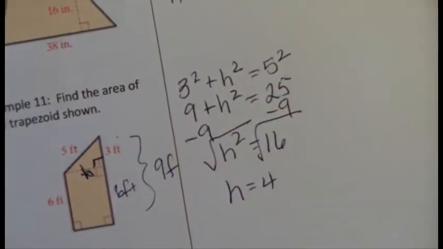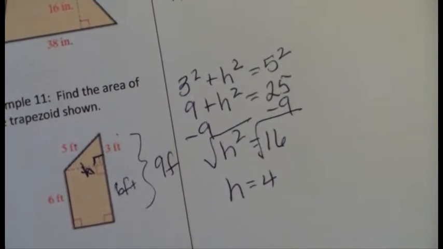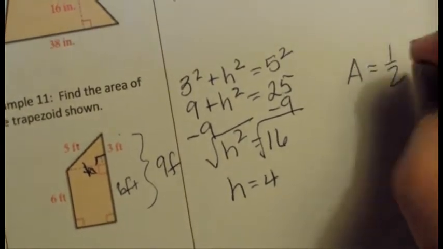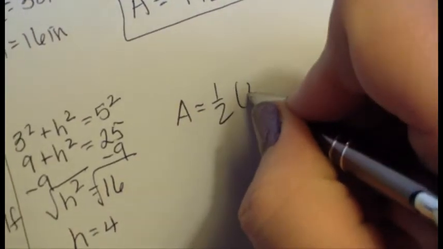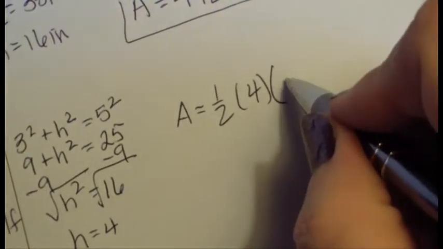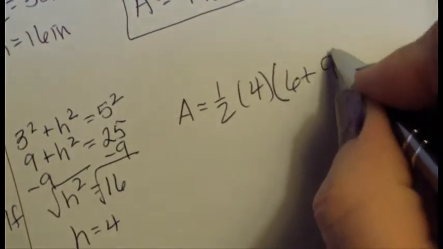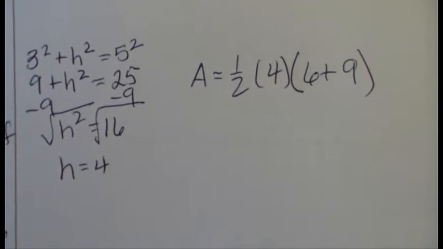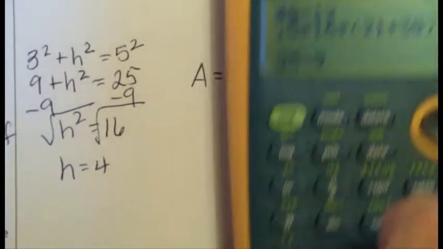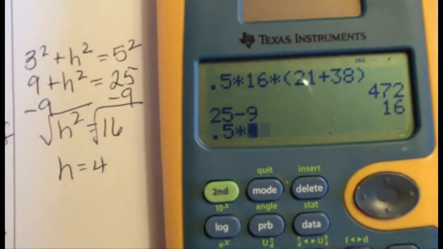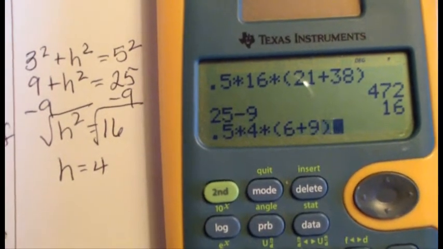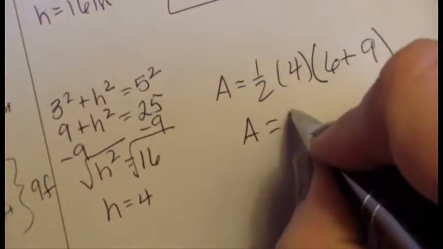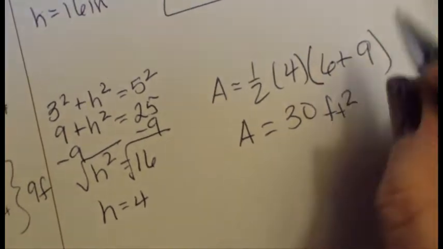All right, so we know our height now. The formula for area is 1/2 times the height, which we just found out was 4. Base 1 is 6 feet, base 2 is 9 feet. So our area is going to be 1/2 times 4 times the quantity 6 plus 9. And we get 30. So the area of our trapezoid is 30, and it's feet squared since we're talking about area.